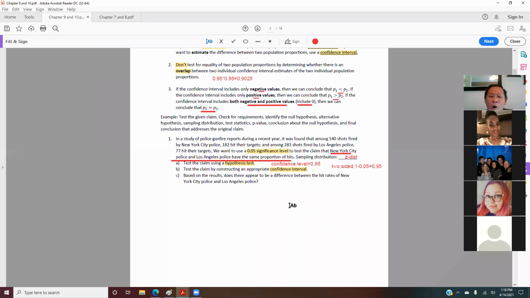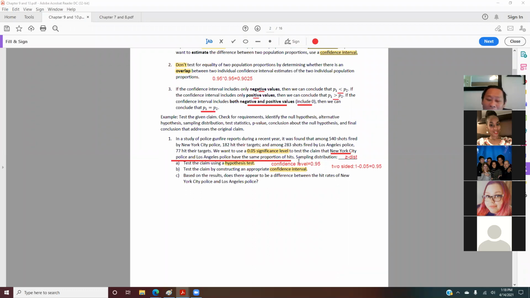You cannot just look at a number. You can't say, oh no, they're not the same because 182 and 77 are two different numbers. I mean, definitely they're not the same. But don't forget, New York City police shot 540 times, and for LA, only 283. So make that difference here. I'm going to take points off if I see you guys doing that.